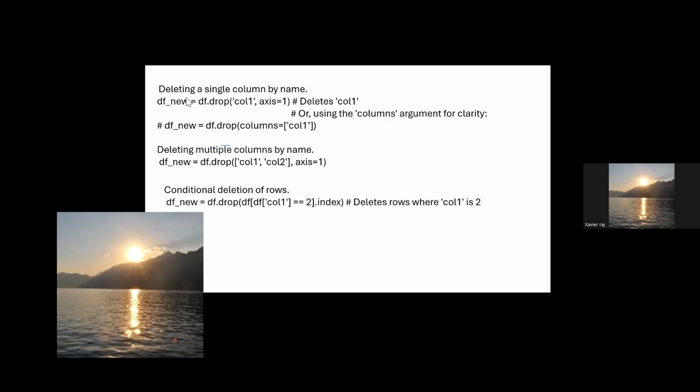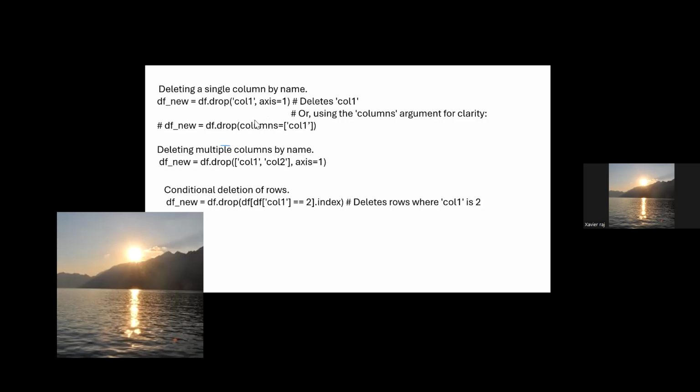Now here you can see deleting a single column by name. So you have to specify axis is equal to 1. By default it will be axis 0. If you didn't specify anything, it will automatically take axis is equal to 0. That's why when we want to delete a column, you have to specify axis is equal to 1.